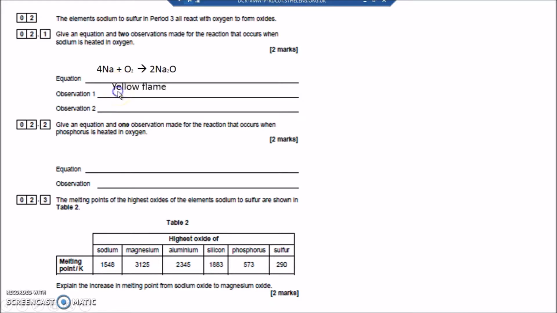Observation: it will burn with a yellow flame, and this sodium oxide is going to be a white solid. A white solid because it's not a transition metal, it's not got an incomplete 3D orbital, so it's a white solid.